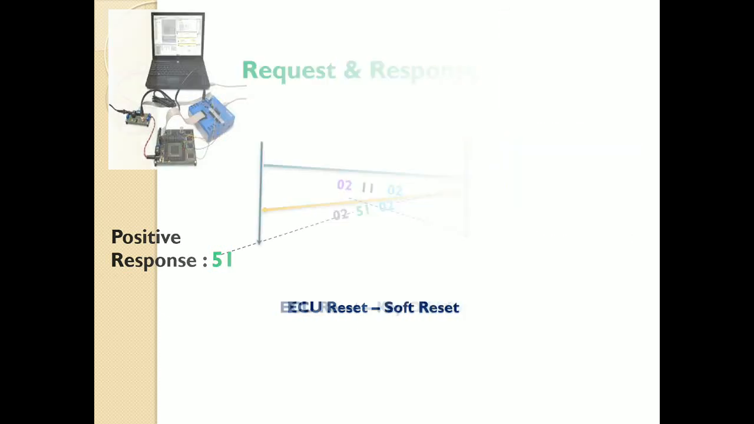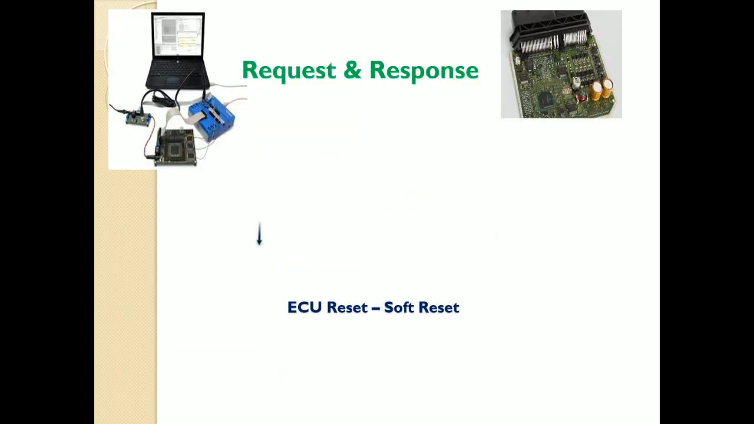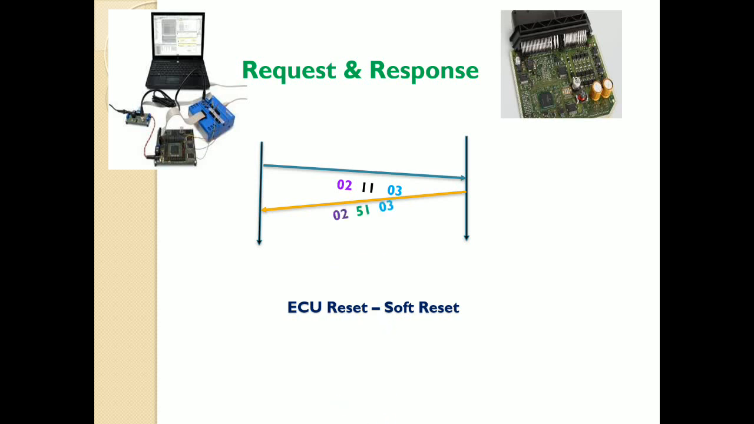Then the third subfunction is soft reset. The request is again 2 11 3, where 3 is nothing but the soft reset, that is, subfunction 3. Then you get the positive response 51 with the PCI length 2 and 0 3 as the subfunction, that is soft reset.